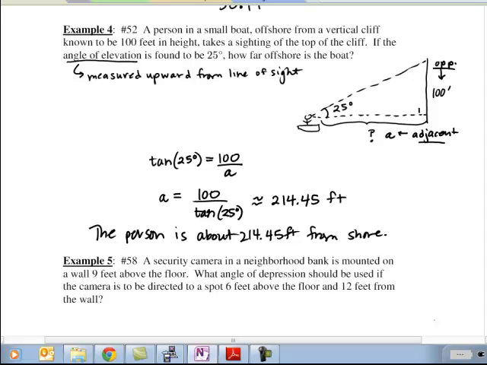We could have said, well, I know this is 90, so I could figure out this angle up here, and then I could use that angle instead, but we want to keep it as simple as we can. So let's use the tangent for the angle that's given. Not so much work.